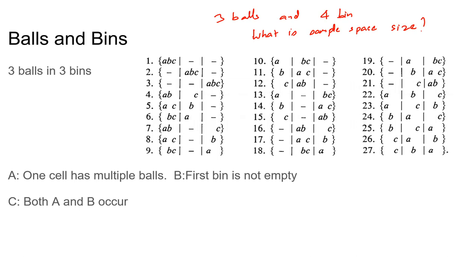Anyway, will it be 3 to the power 4? Why do you say 3 to the power 4? Because for each ball, we have 4 different bins we can place it into. For the first ball, how many possibilities did I have? 4. What about the second ball? Also 4 different possibilities. What about the third ball? 4. So it is 4 raised to 3.